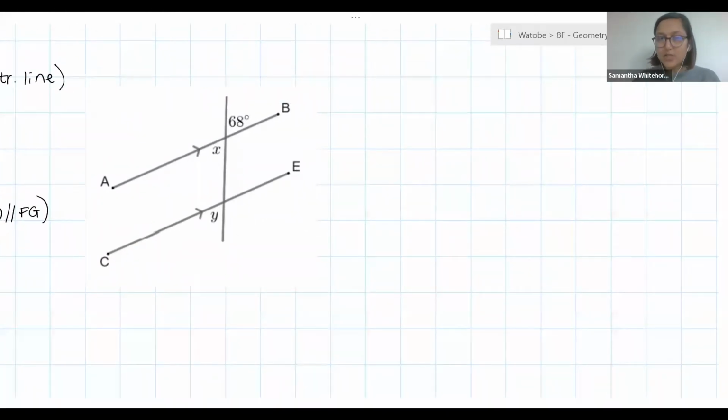It's quite similar to what we were having a look at previously. I'm wanting you to work out X and Y. Remember, you have to have reasons for your answers. That's really, really important. Look out for your F shape in these.